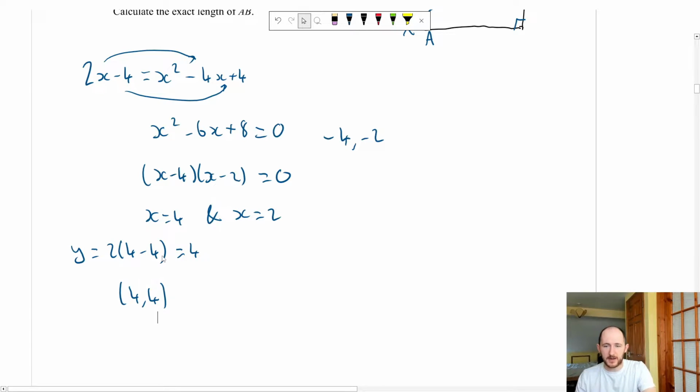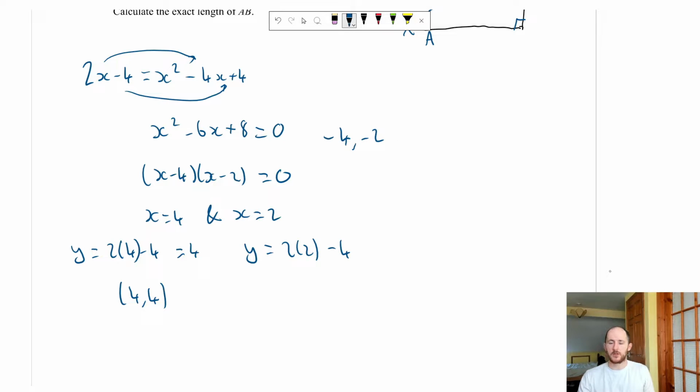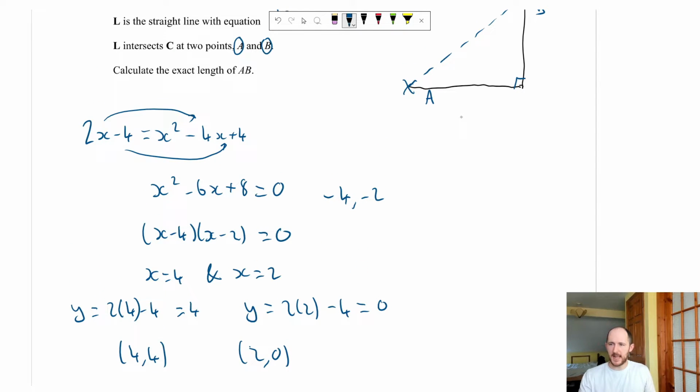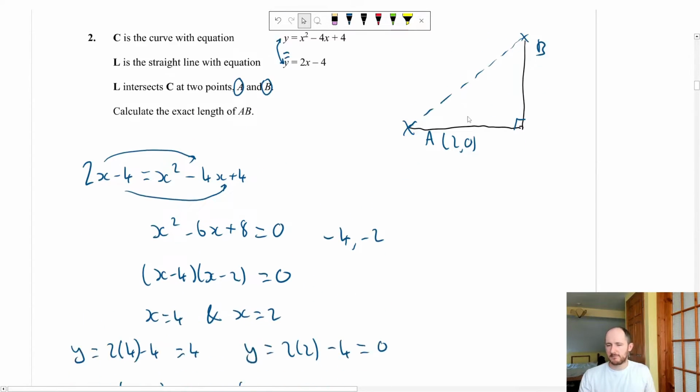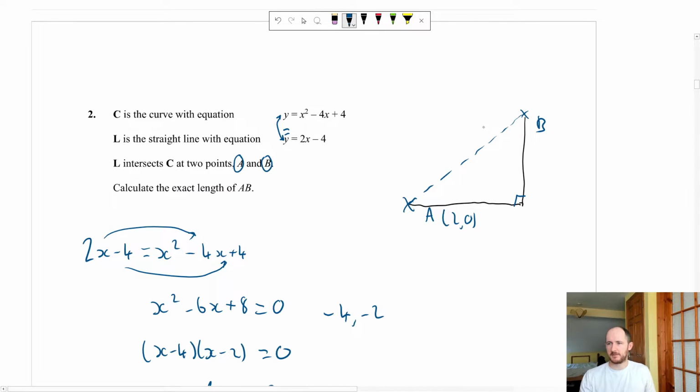I just realised I put the bracket around the wrong thing. That would actually make a difference in this case. So 2 times 4 is 8, minus 4 is 4. Doing the same thing over here, x is 2: 2 times 2 is 4, minus 4 is 0. So we get y equals 0. So our other coordinate is (2, 0). Looking at this diagram, I'm going to make A (2, 0) and B (4, 4).